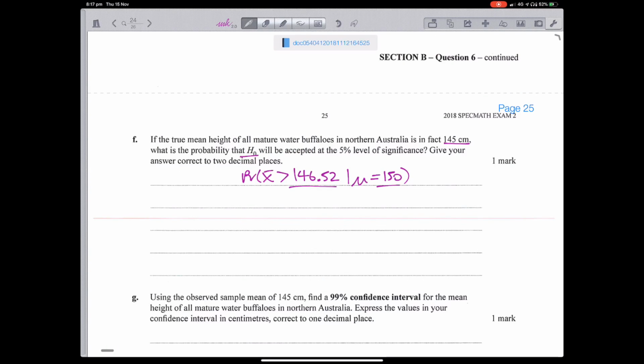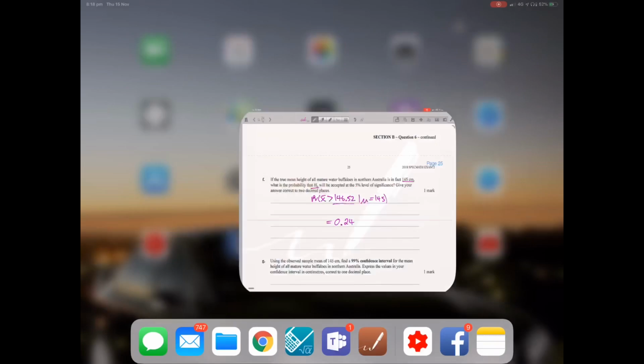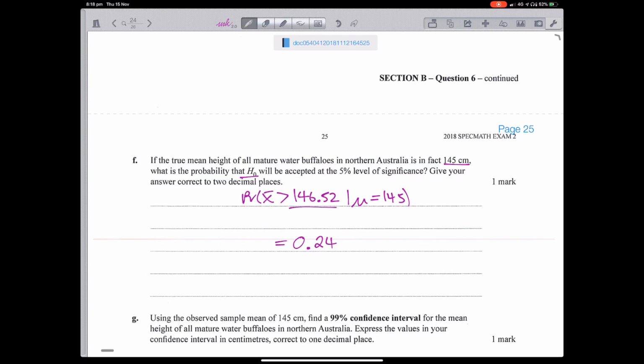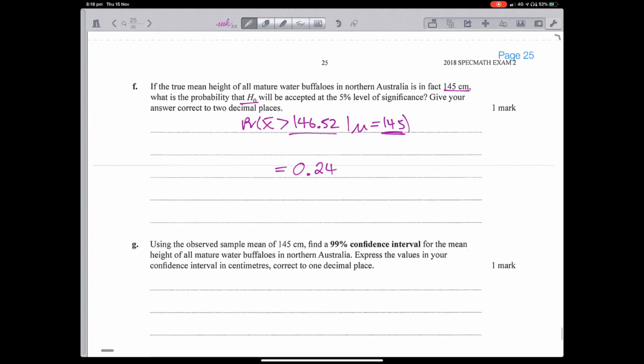Okay, did I just write 150 here as well? So if the real mean is 145, the chance of me accepting that the null hypothesis is correct is equal to 0.24. So there's a 24% chance. Yep, 24% chance that I would accept the null hypothesis even if the mean is actually 145. There's a 24% chance that I would think that the mean is still 150 based on that sample. So with any sample mean above 146.51, I would keep the null hypothesis. And there's a 24% chance that could happen if the actual mean was 145. So that's what we're trying to get at.